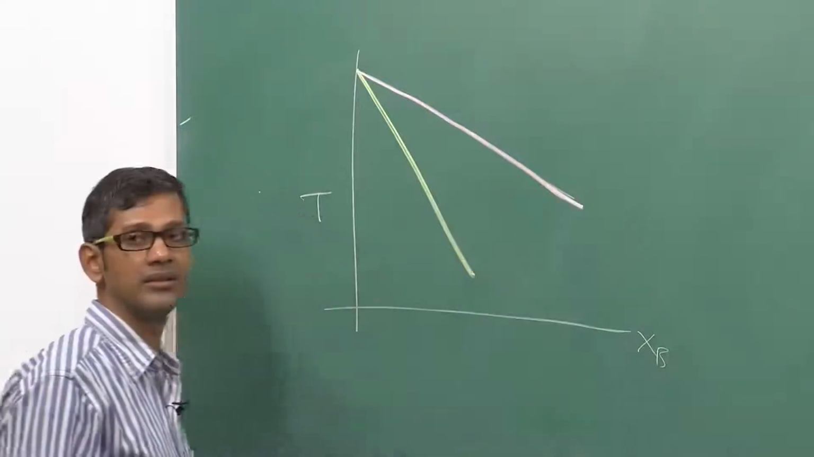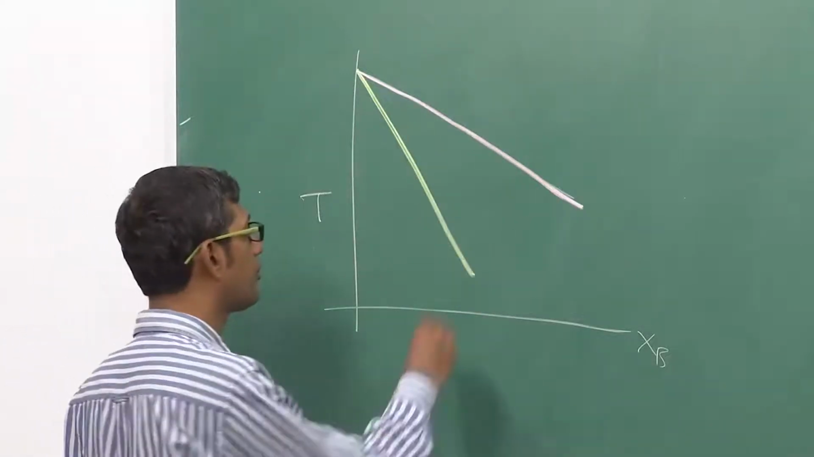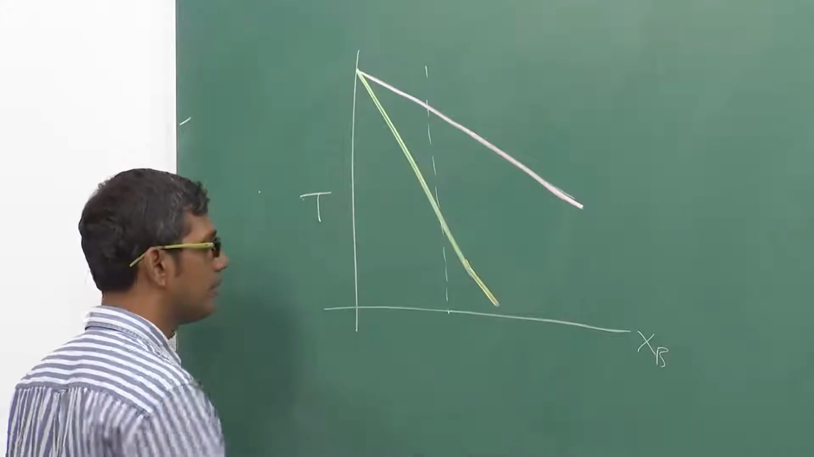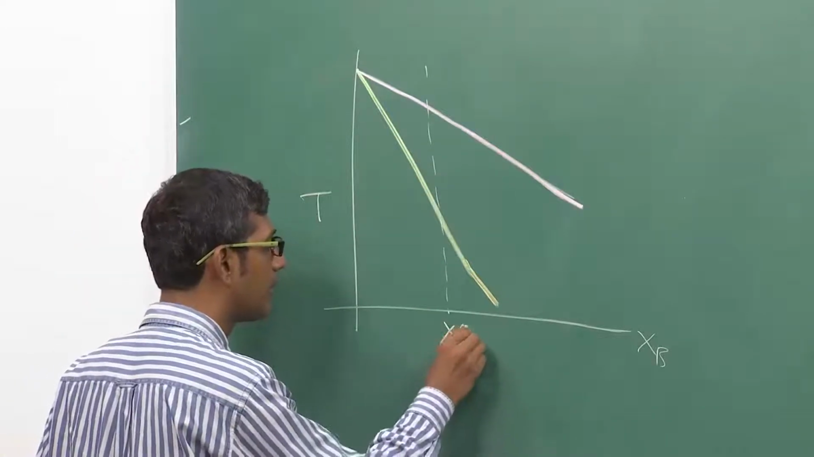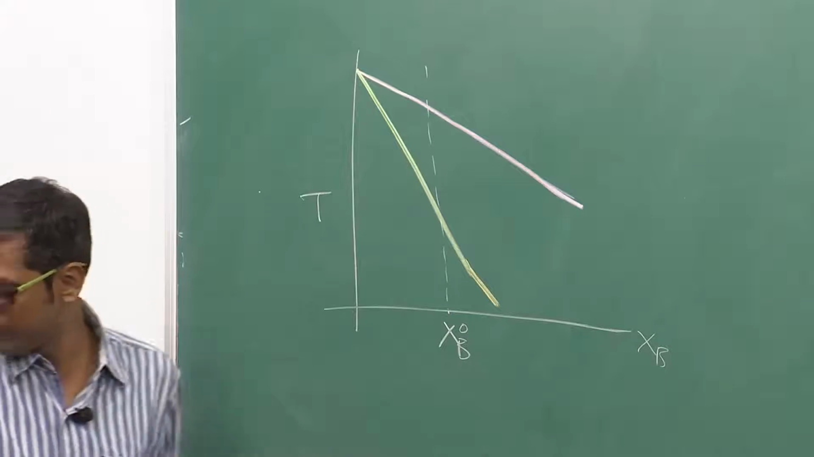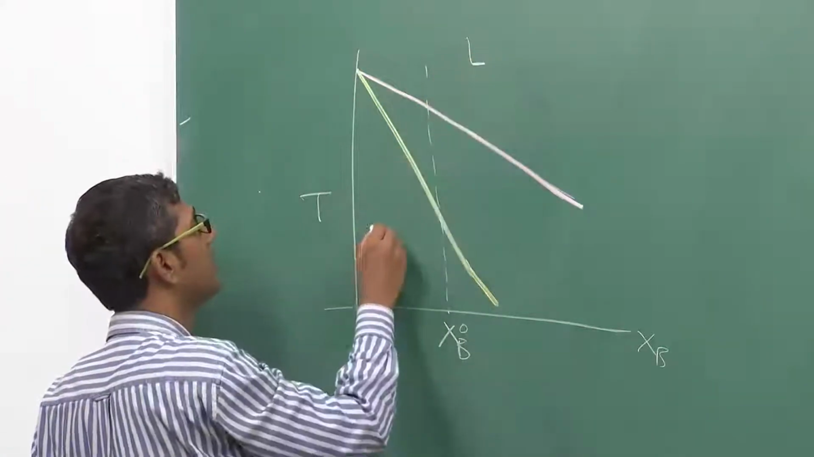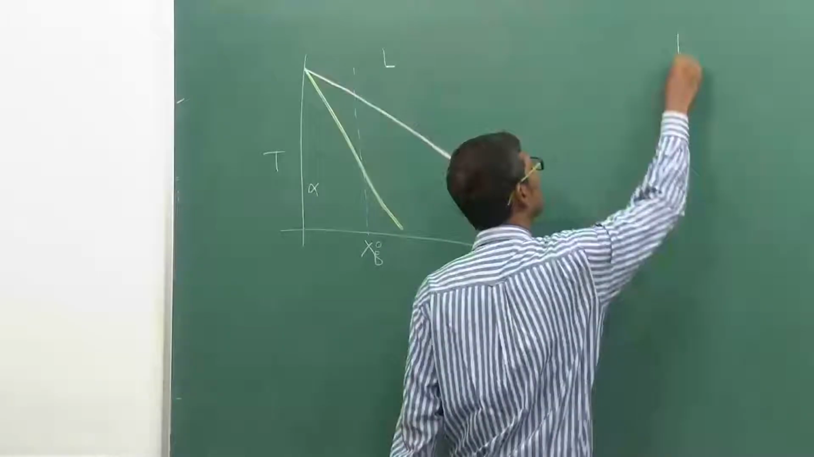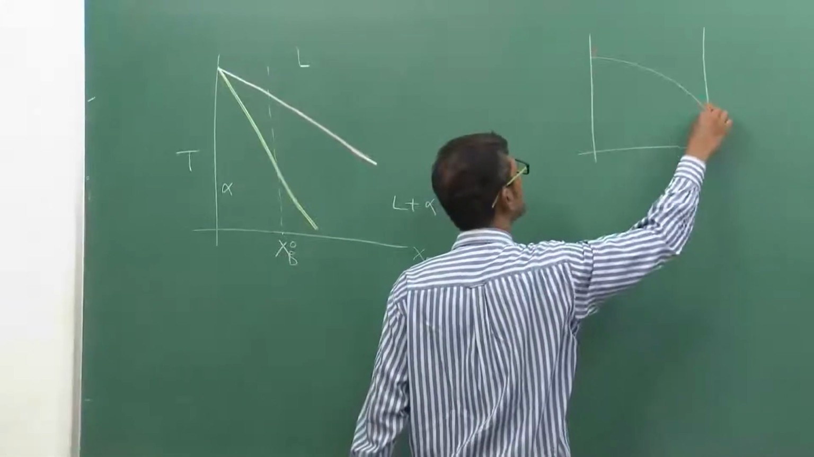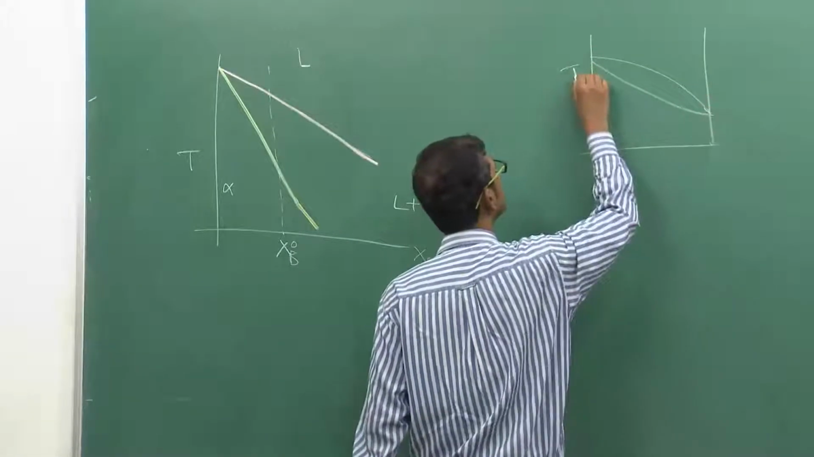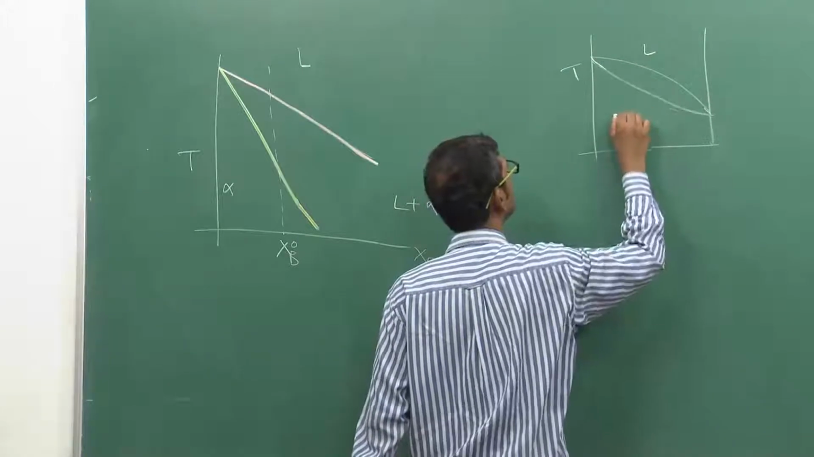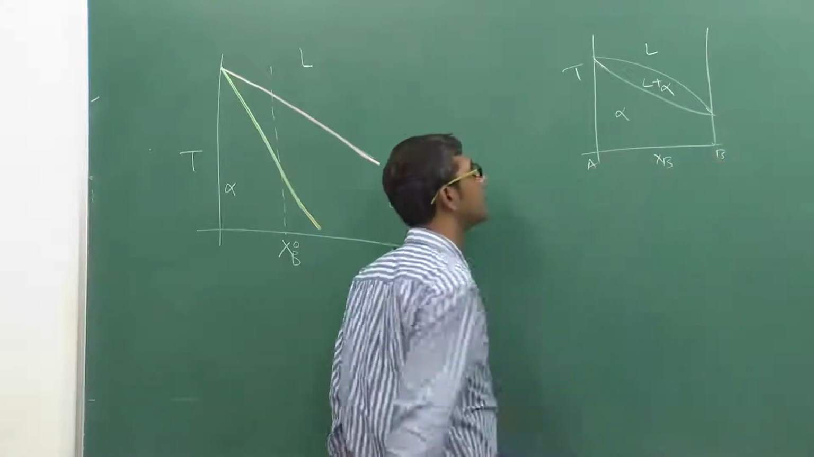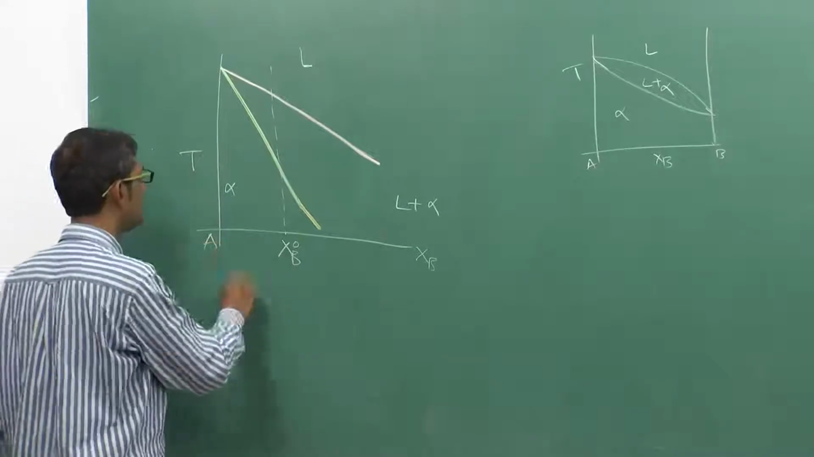This is my liquidus. Now let us suppose that I want to solidify an alloy with a composition given XB0. I have to solidify that, and this is my liquid, this is alpha, this is liquid plus alpha. This is basically part of the phase diagram like this. I am not drawing the part at each end.